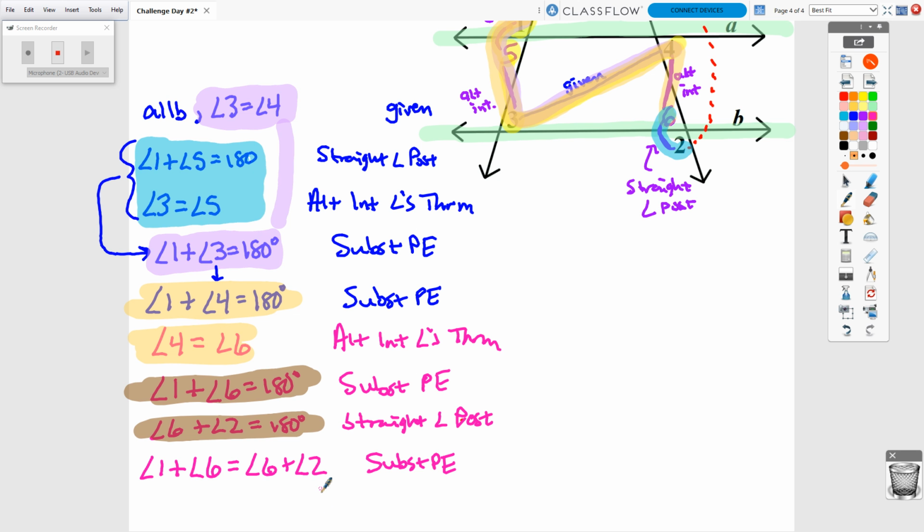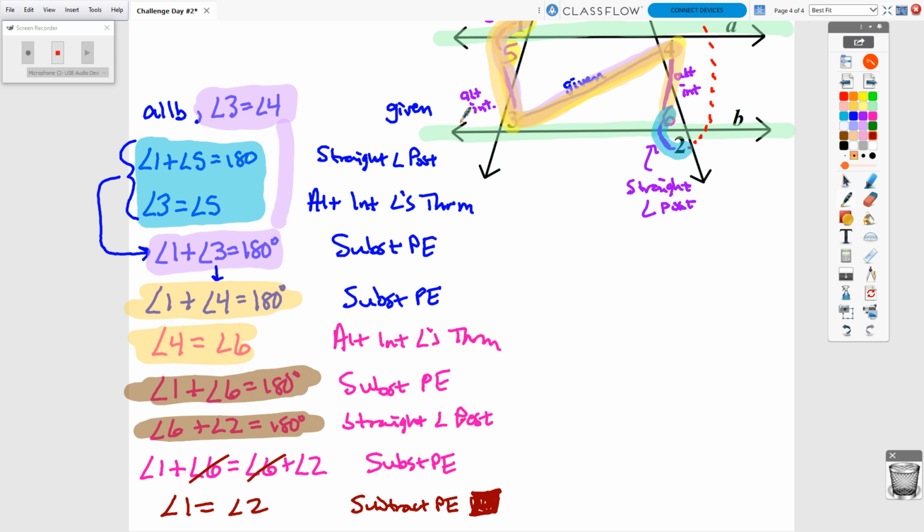Now, remember, I was trying to prove that 1 and 2 were equal, but I got angle 6 in the way. And so what could I do algebraically to get rid of that angle 6 on both sides? And we could subtract it on both sides. So in the end, if I subtract away angle 6 on both sides of my equation, then I would finally end up with angle 1 is equal to angle 2. And there would be the end of my proof.